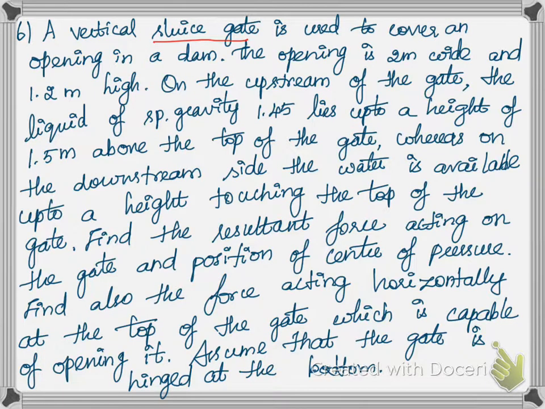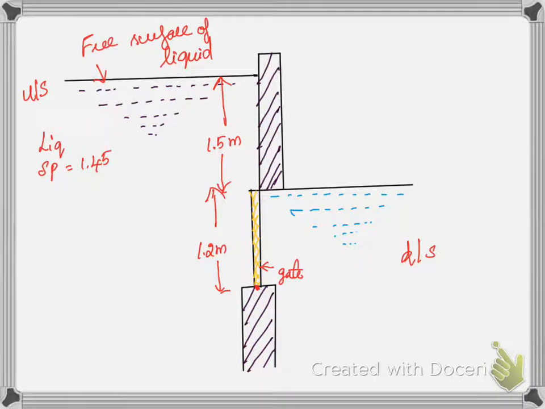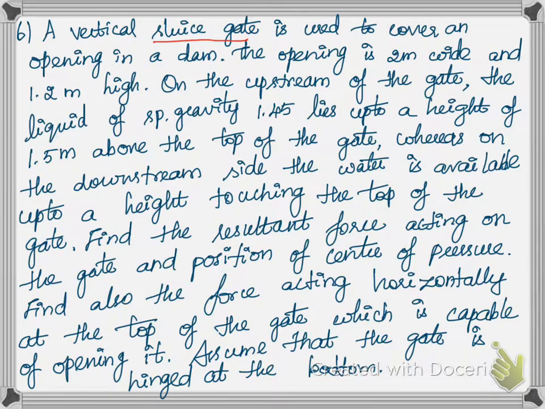Okay, next thing, on the downstream side the water is available up to a height touching the top of the gate. So it means what? On the downstream side I am having water. So this is going to be my free surface of water. So on the upstream side I am having the liquid of specific gravity 1.45 and on the downstream side I am having water. Then find the resultant force acting on the gate and the position of center of pressure.